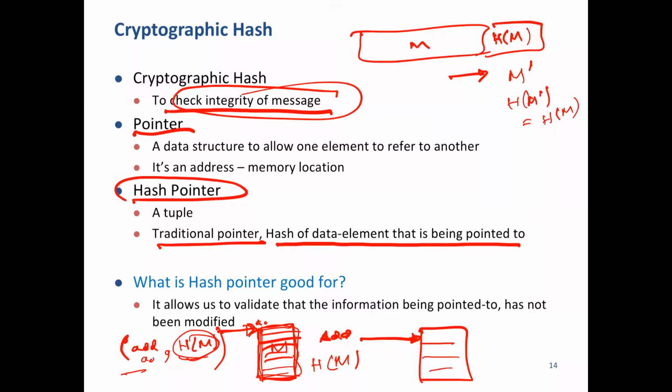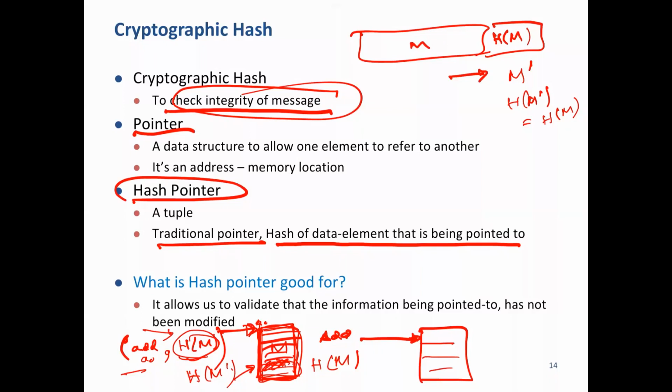Now what happens if somebody modifies this block? Then the hash of the entire thing will be h of m'. Now this value will not match with what was calculated earlier, which is h of m. Then we can find out that somebody has changed something inside. That's the use of this hash pointer. Any question?